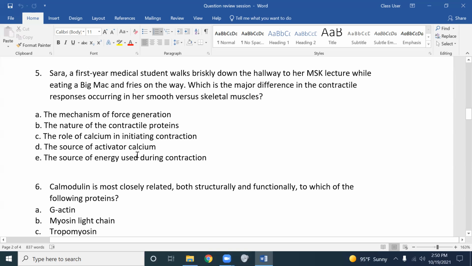The source of activator calcium. Now, maybe this should be the answer. Thank you for asking. The role of calcium in initiating contraction could also be an answer, and I'll tell you why. In the smooth muscle, the calcium is binding calmodulin. In the skeletal muscle, the calcium is binding troponin. Then the source of activator calcium in the smooth muscle, more often than not, is from outside and then inside. Skeletal muscle, it's only inside. So it could be C and D. The energy source used during contraction for both of them is ATP. There's nothing different in that.